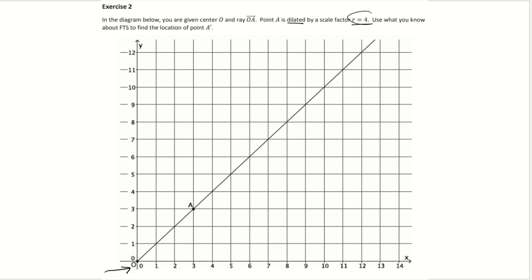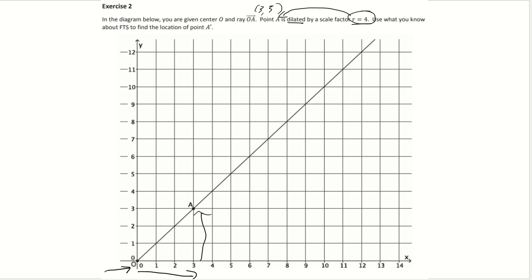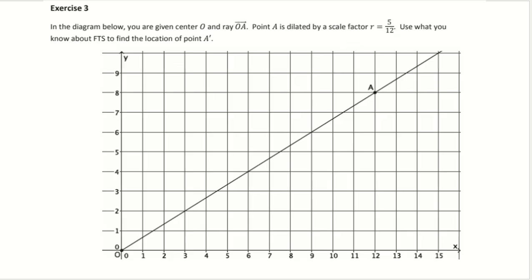Well, if that's my scale factor, I'm going to take that and multiply that by whatever point A is. Point A is over 3 and up 3, right? This is 3 comma 3. Over 1, 2, 3, and then up 1, 2, 3. So I'm going to use that and multiply my scale factor. 3 times 4 is 12, and 3 times 4 is 12, and you'll notice it's on the line too, which kind of helps there, right? 12 comma 12, and we're going to label this A, and then don't forget the prime to say that that is the copy, not the original.